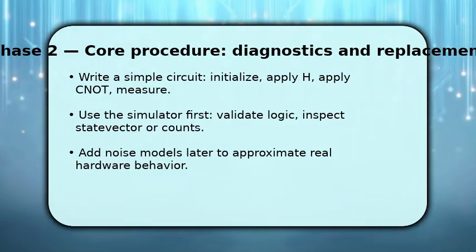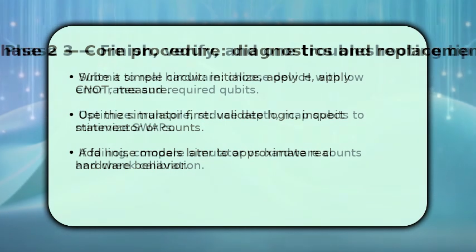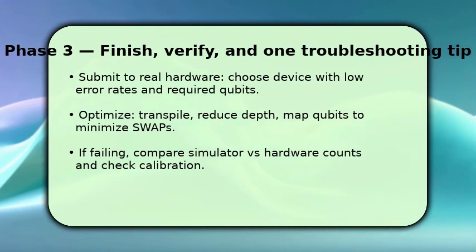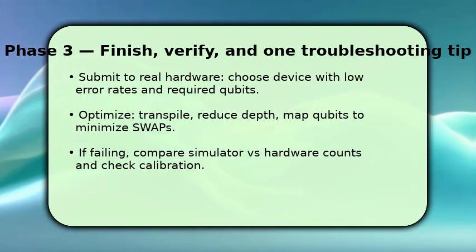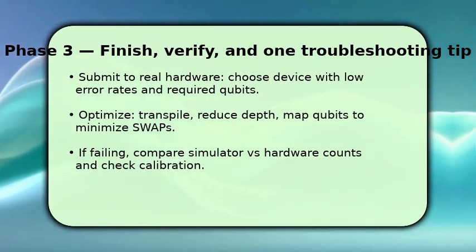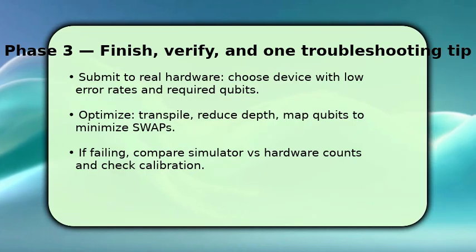You deploy to cloud hardware by selecting a device with enough qubits and the lowest error rates. Submit your transpiled circuit and await job results. Once done, analyze counts and compare against the simulator to identify disparities and make sure to optimize.